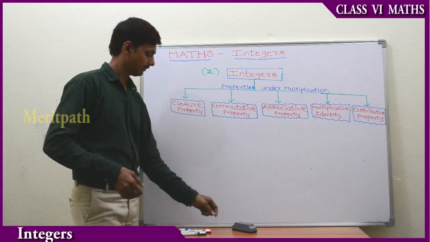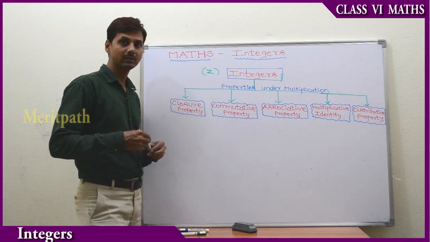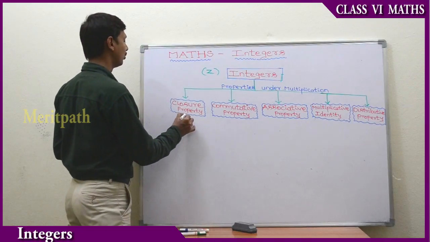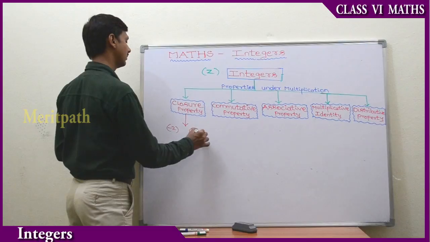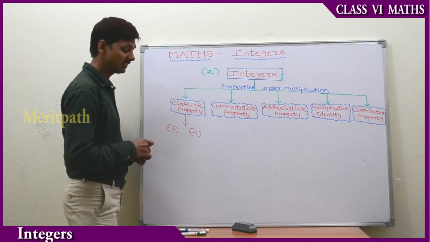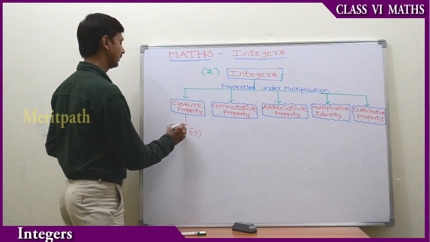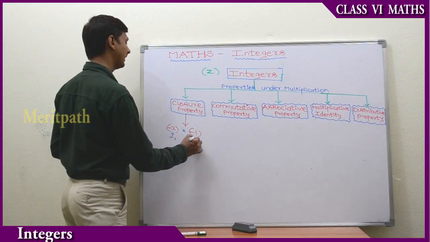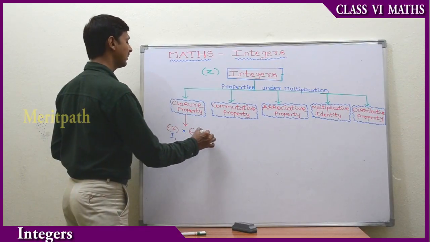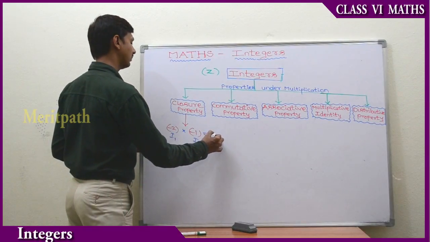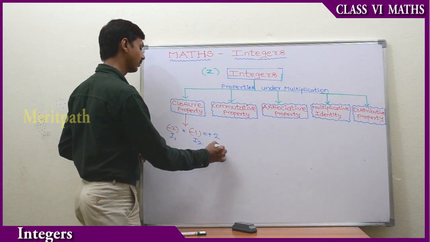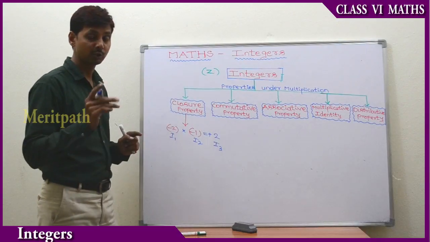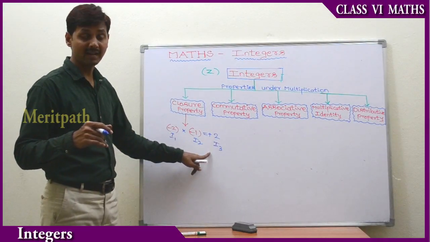Property of multiplication. We take two integers, minus 2 and minus 1. Let's multiply these two integers, integer 1 and integer 2. When we multiply these two, we get plus 2. So plus 2 is also an integer. So when we multiply two integers, we get an integer as the result.